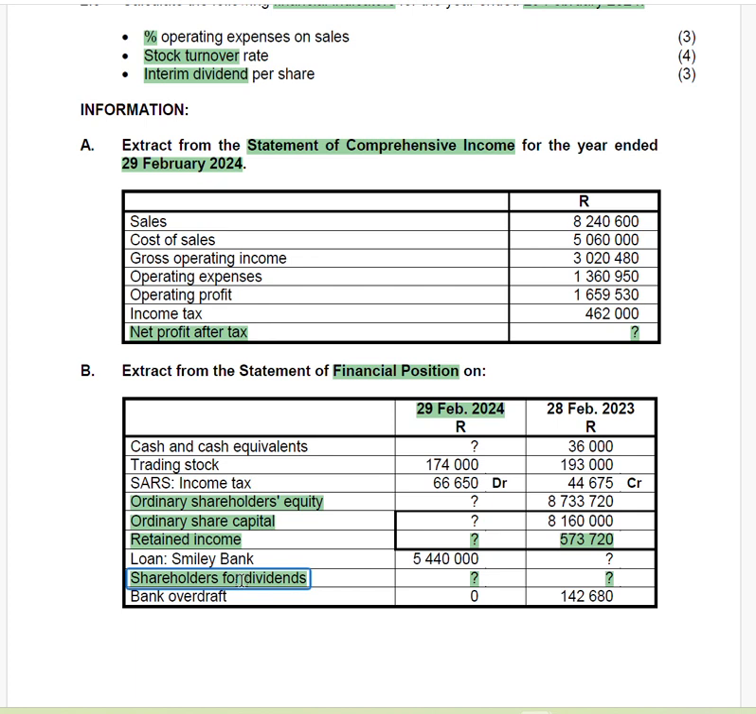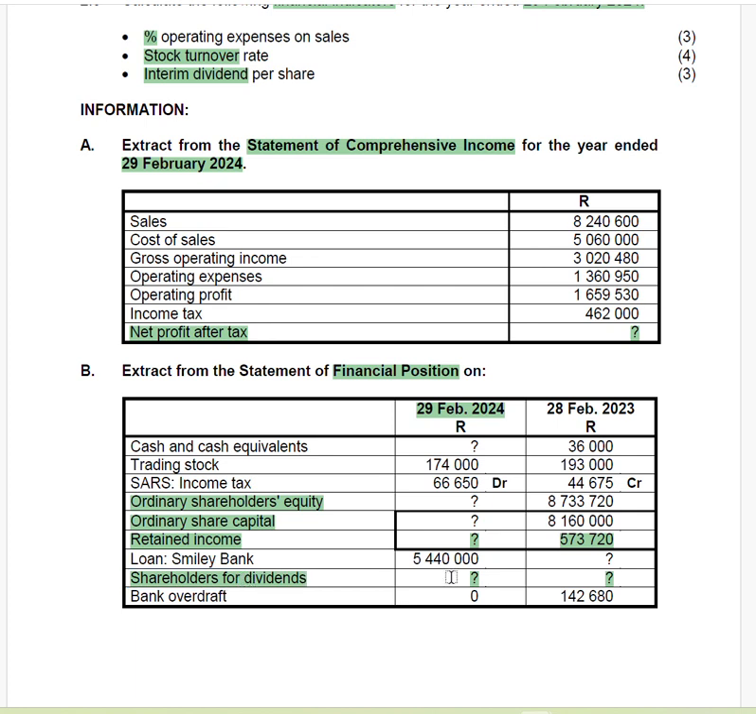So now you ask yourself, do you need shareholders for dividends in order to get to retained income? Yes, you do. Why do you need it? Because retained income is the amount left after the dividends have been paid over to the shareholders. So if there are dividends that have been paid or declared by year end, then we need to consider those dividends when we want to arrive at the closing balance for the retained income note.